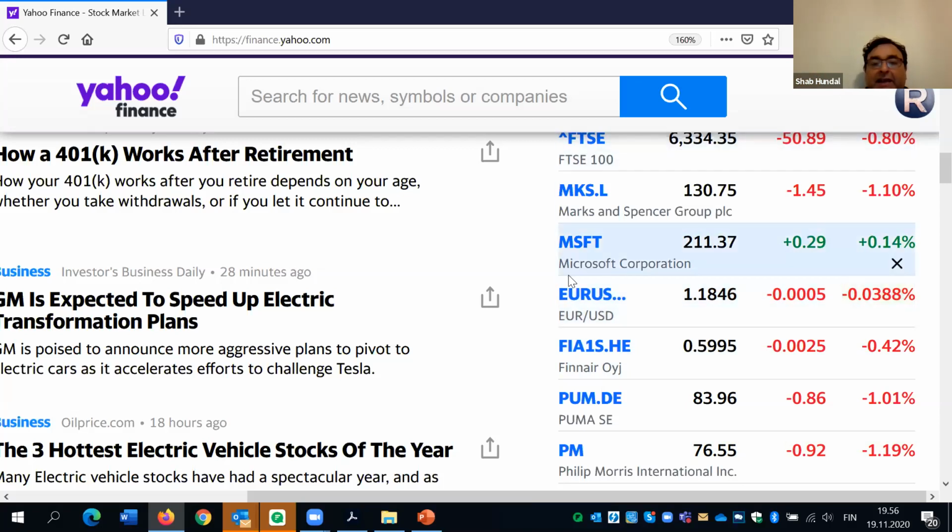Look at this MSFT, for example. This is Microsoft. And you can see that for the last few minutes, Microsoft's stocks are rising fast. Whereas if you see the value of the euro versus the US dollar, it's going down. It's red, red, red throughout.